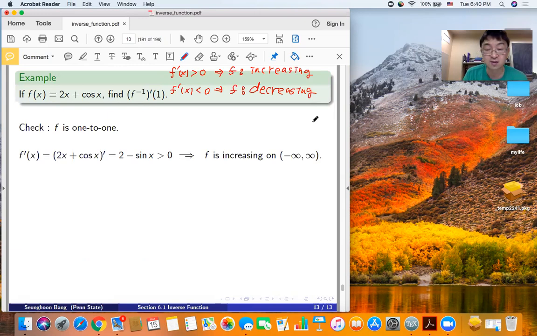So one more question. The increasing function is always 1-to-1. Is it right? So what do you think? The increasing function is always 1-to-1? Yes or no?